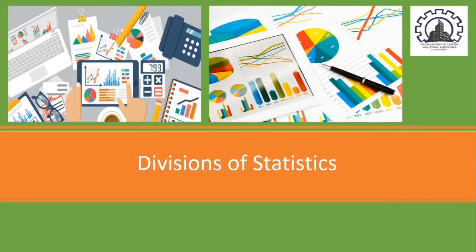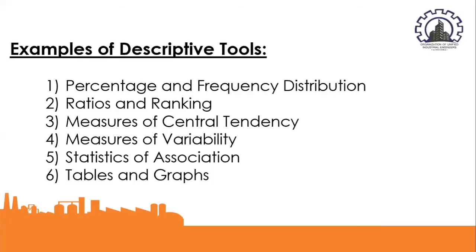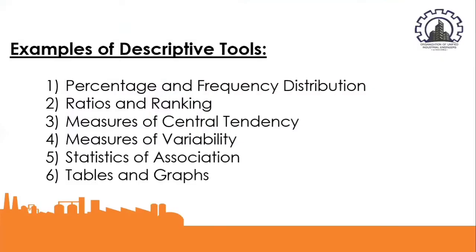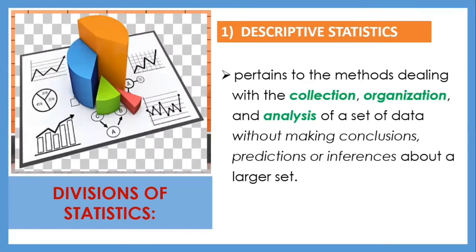Okay, moving on to divisions of statistics. What are the two divisions of statistics? The two divisions of statistics are descriptive statistics and inferential statistics. What do we mean by descriptive statistics? Descriptive statistics pertains to the methods dealing with the collection, organization, and analysis of a set of data without making conclusions, predictions, or inferences about a larger set.